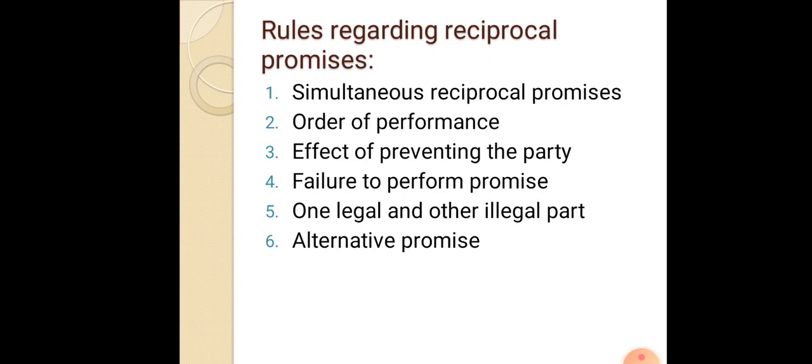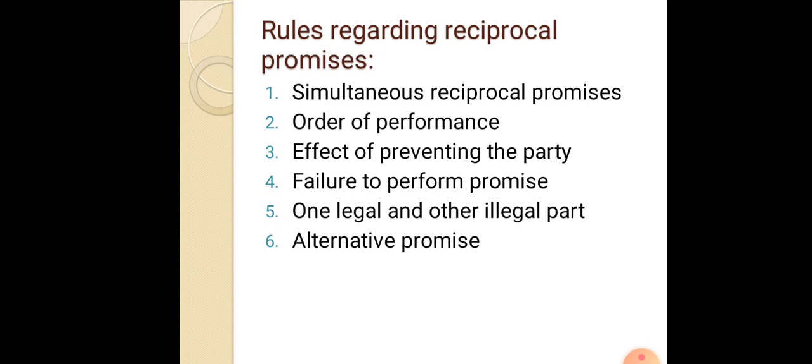Now we'll see alternative promise. So here, when there is an alternative promise, one branch of which is legal and the other is illegal, then in this case only the legal branch will be enforced. Now we'll see the example. X and Y enter into an agreement by which X has to deliver to Y either wheat or smuggled opium. Here only the contract to deliver wheat can be enforced.